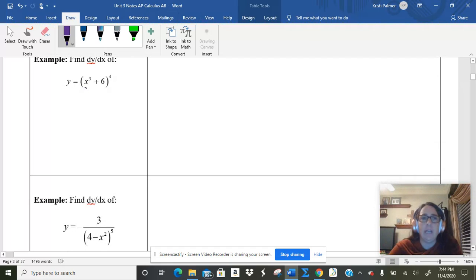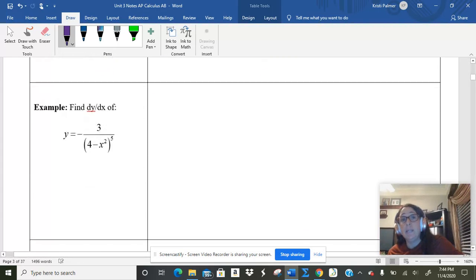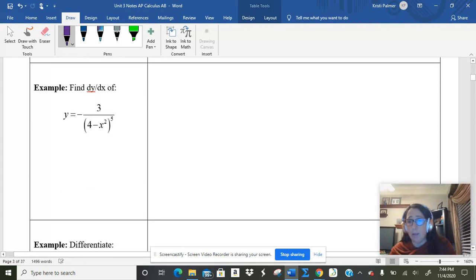This one I'm going to need a chain because I have this inside. So I'm going to take the derivative of the outside, leave the inside alone. So the derivative of the outside is just a power rule. Leave that inside alone times the derivative of the inside. And again, reduce as much as you'd like. Okay, this next example looks like you would use the quotient rule, but this is so much easier to use chain.